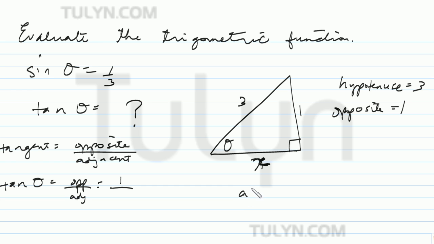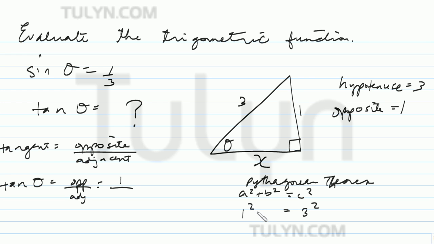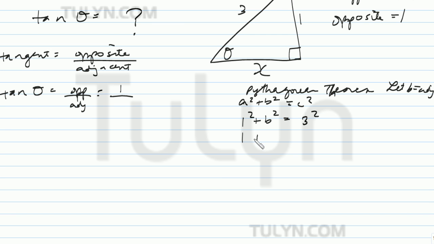So use the Pythagorean theorem. A squared plus b squared equals c squared. C is your hypotenuse, right? That's going to equal 3. And opposite is going to be 1 squared plus b squared. Let b equal the adjacent. So solve. 1 squared is 1 times 1 is 1, plus b squared equals 3 squared. 3 times 3 is 9.